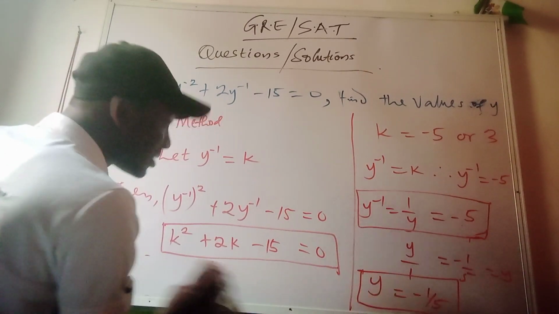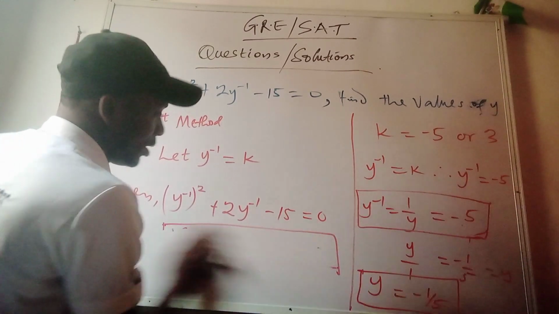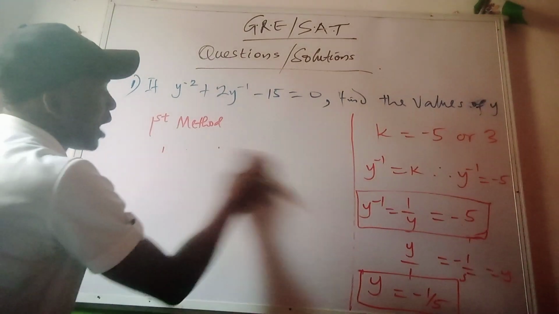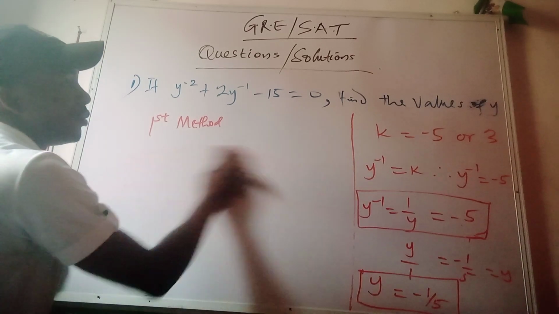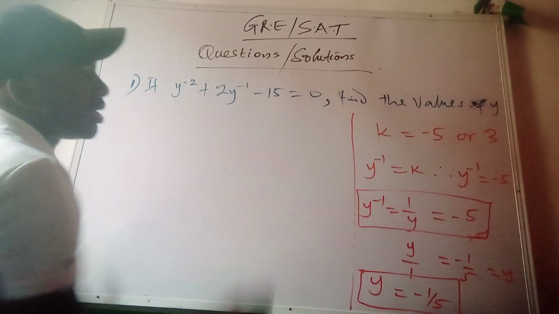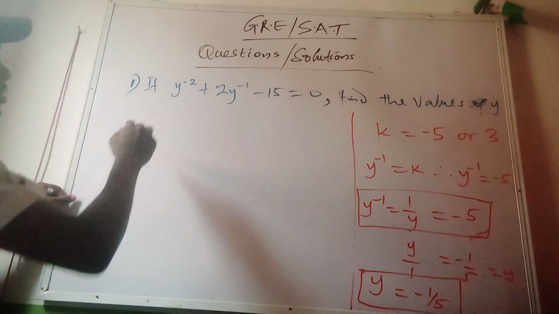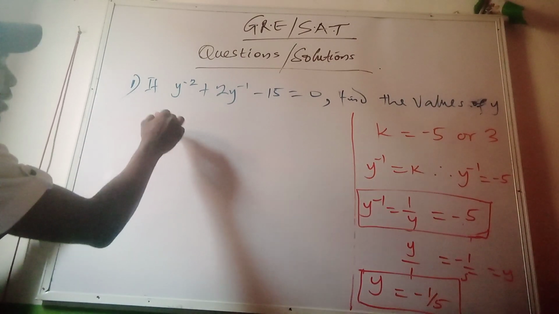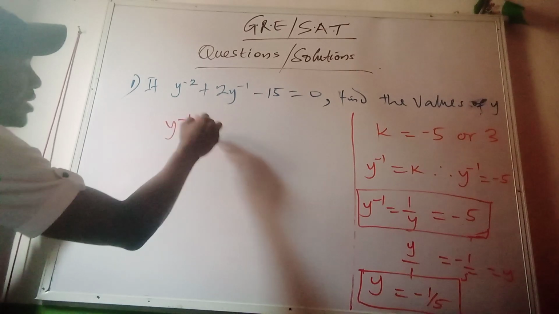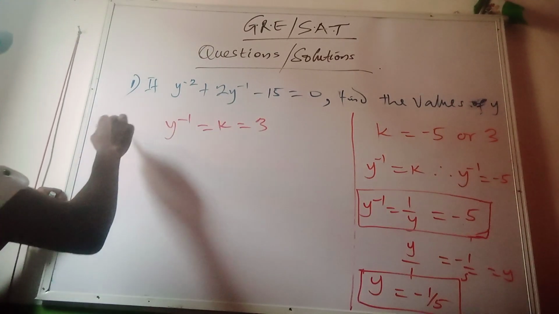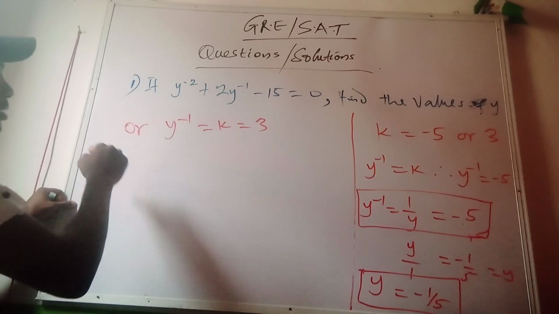Now we have the second one. Don't forget our second value is 3. We have k is minus 5 or 3. So when the second value is 3, we have y raised to power minus 1 is equal to k, and k is equal to 3 for the second one. That is all.